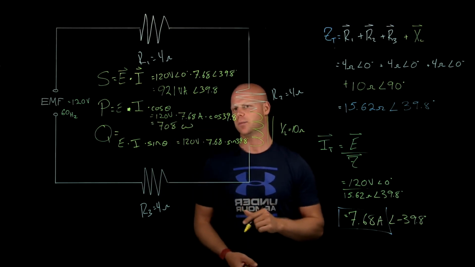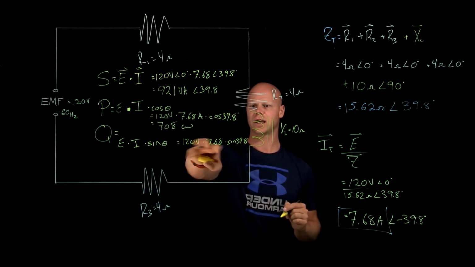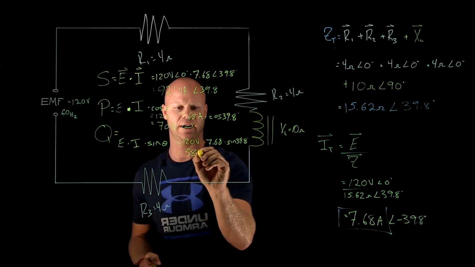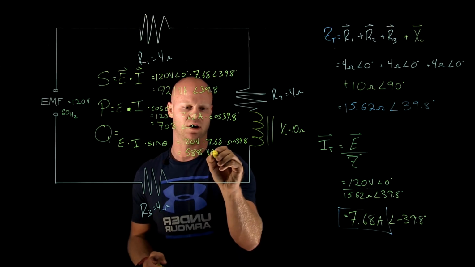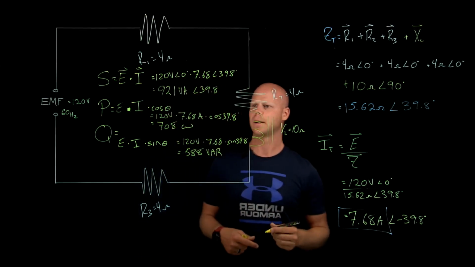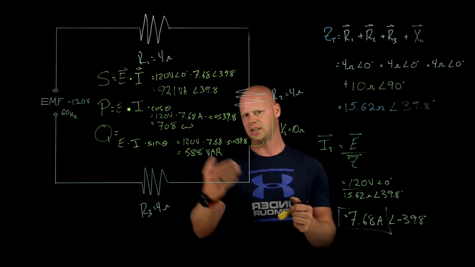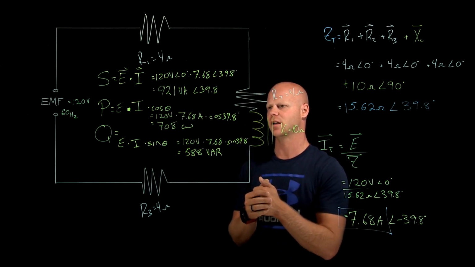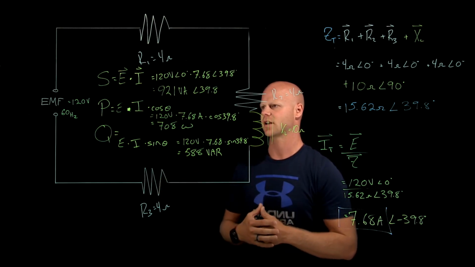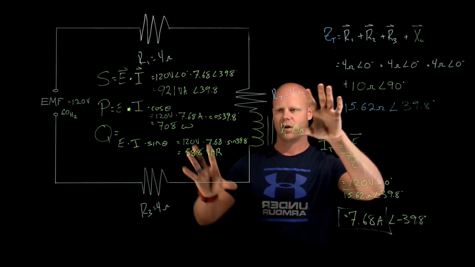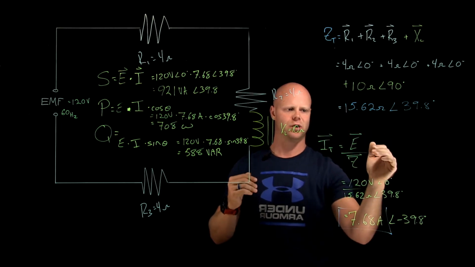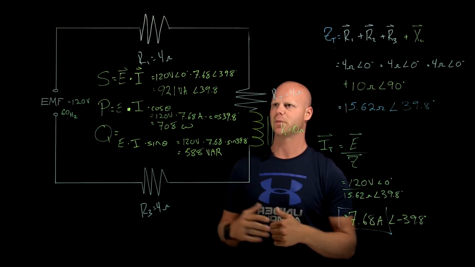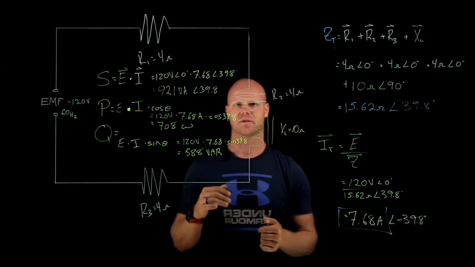Apologize for that. So now when I look at what my quadrature power is, it is 588 VARs. It's a positive value because it is being consumed. It is taking up capacity on my grid, on my circuit. So this is how I'm going to utilize, with the polar method, the magnitude and the angles to come up with their appropriate values. So I hope this has helped. I look forward to seeing you in the next one.